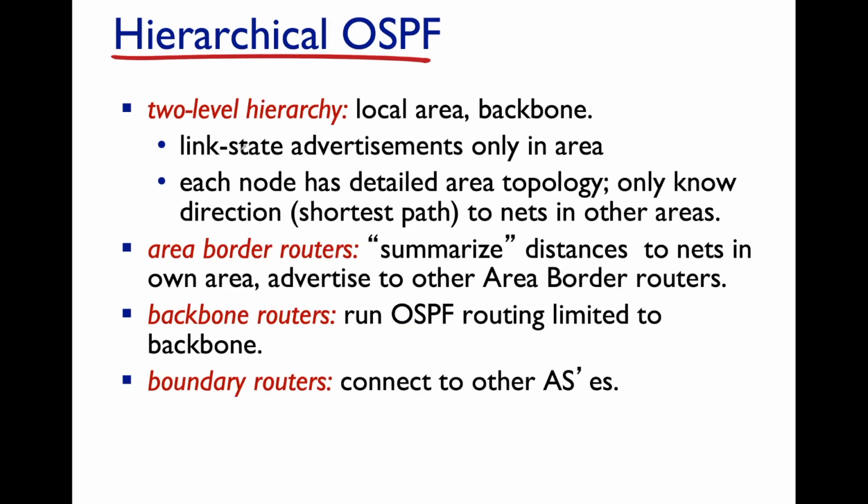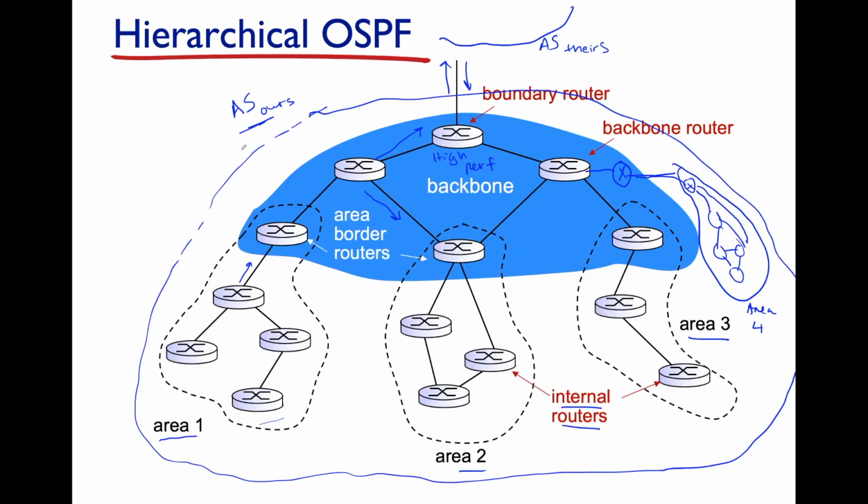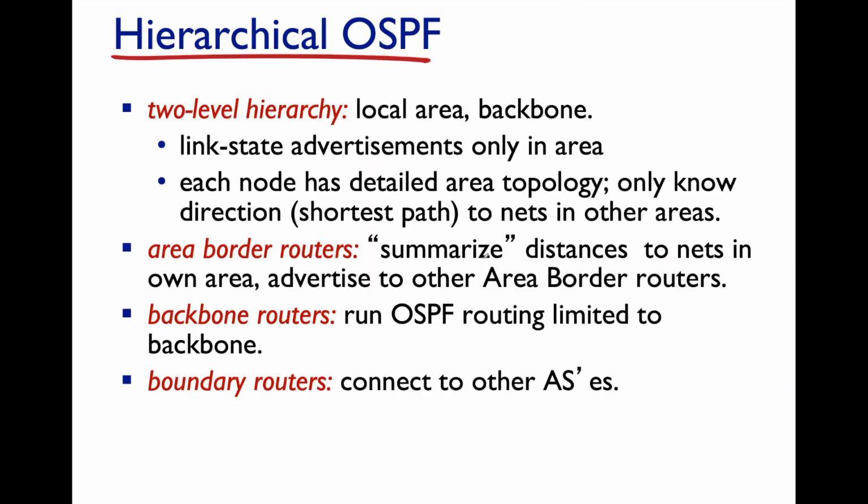Okay. So in this two-level hierarchy, we have the local area, we have the backbone, and we have link state advertisements, because OSPF is link state routing. Link state advertisements only remain within an area. That makes sense, because if you have a large number of routers in the autonomous system, by limiting the link state broadcast only to routers within an area, you're cutting down on the amount of traffic swirling around the network. So you're localizing that traffic within an area. Each node has an area topology, and each node within an area knows the detailed link cost information, because those link state broadcasts are limited only within an area.